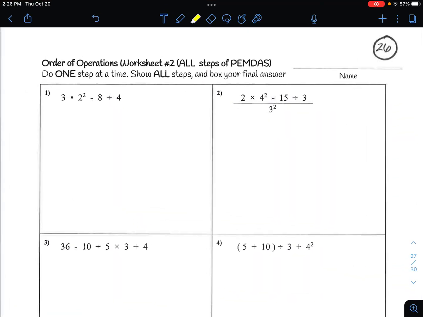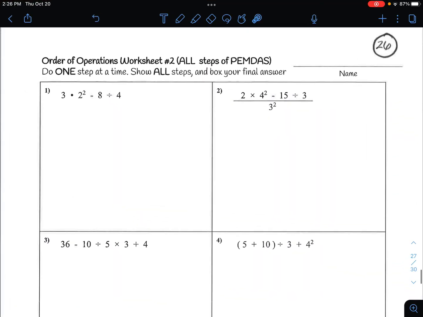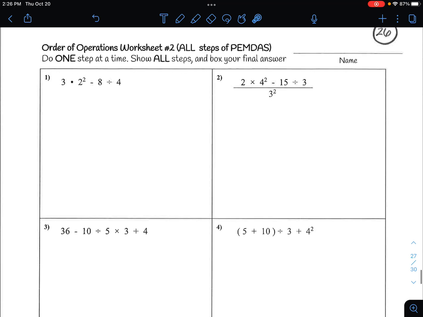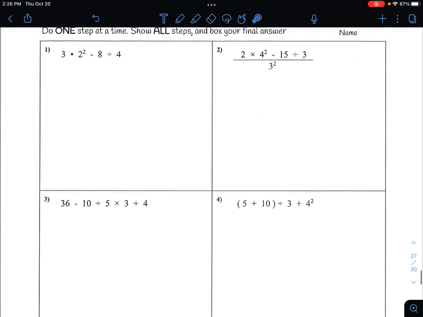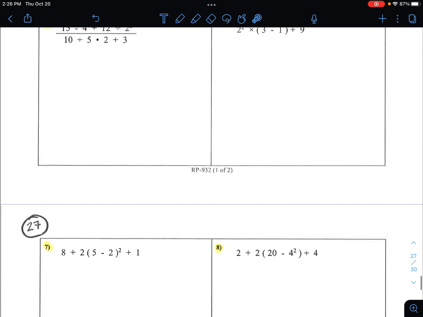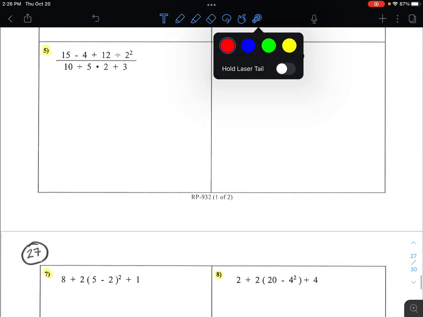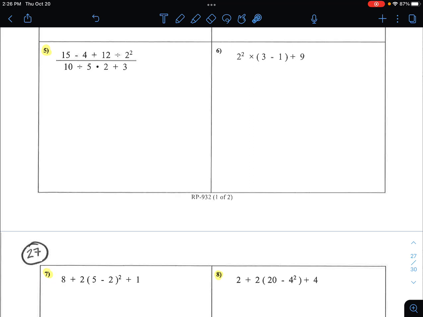In this video, I'm gonna help you get started on this worksheet. This is order of operations. This is RP-932. I'm gonna go over some of the trickier problems, and I'm gonna do number 5 right over here, and then number 7 and number 8.